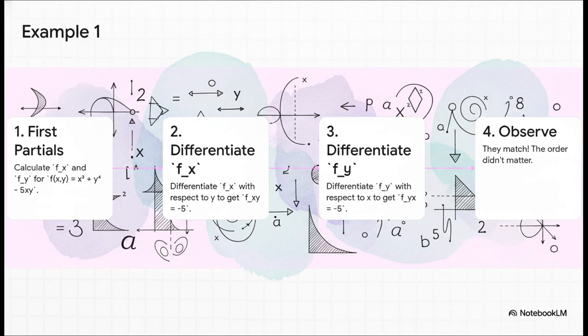Now let's go the other way. Start with the partial with respect to y. F sub y is 4y cubed minus 5x. Now, differentiate that with respect to x. The 4y cubed part is 0, and the derivative of negative 5x is, yep, you guessed it, negative 5. Boom, they match. The theorem holds.